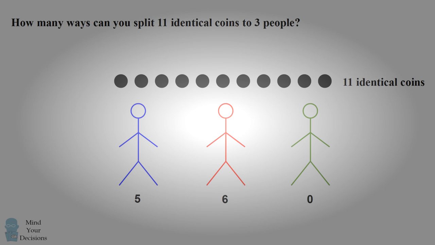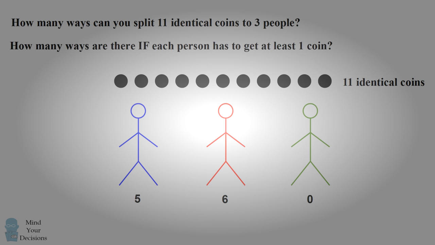Part 2 of the question. How many ways are there if each person has to get at least 1 coin? Now 5, 6, 0 would not be a solution because we have to give green at least 1 coin. So we might give green 1, red 5, and blue 5. Give these problems a try, and when you're ready, keep watching the video for the solutions.